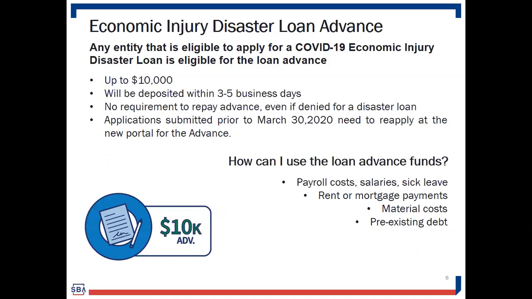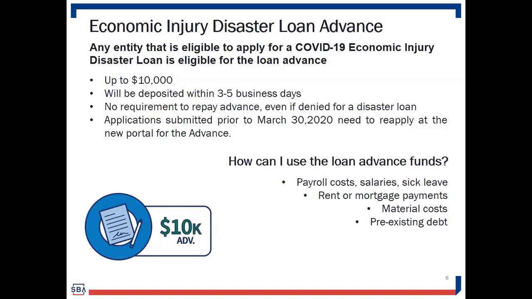The next program that we have for disaster recovery is the Economic Injury Disaster Loan Advance. And so that is an up to $10,000 advance that has a very simple application process. There's a web portal that you go out to. There's about 3 pages of questions. It takes about 20 minutes to do. And at the end, you give the SBA your routing information. And the idea is within 3 to 5 business days, we'll be able to get that advance deposited into your checking account.